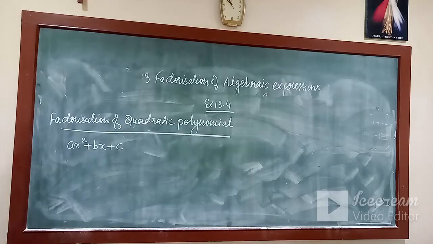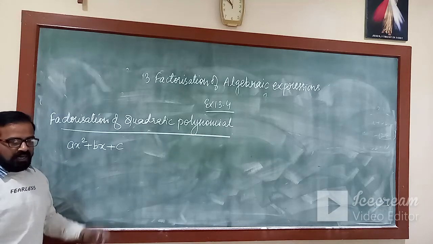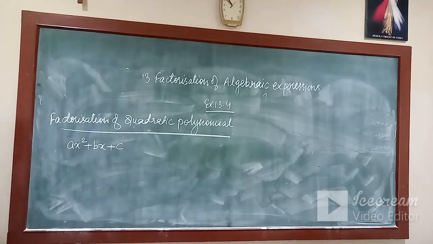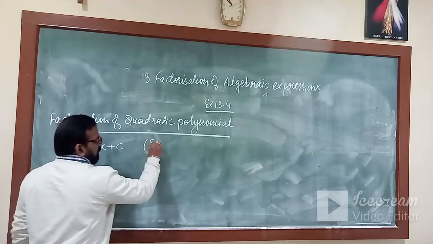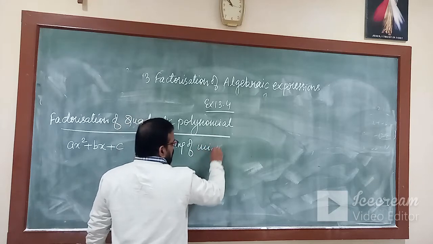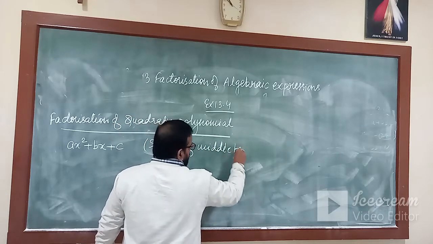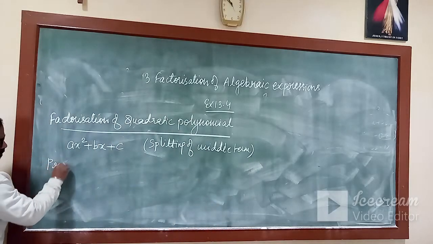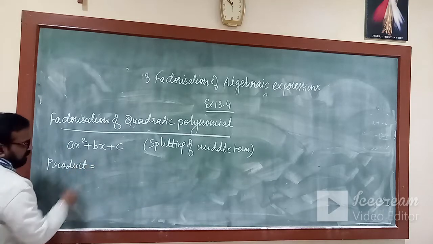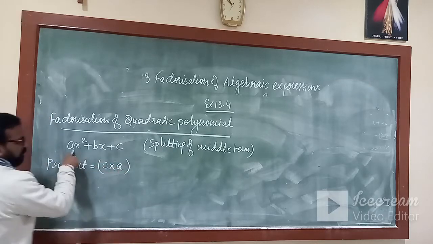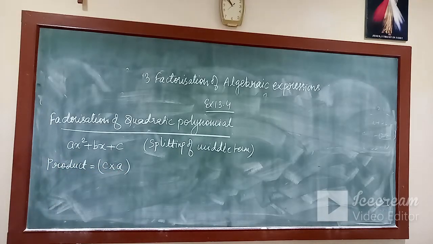So if we see very carefully, the methods that we have studied so far, all the three methods, we cannot apply here. So for that we have a special method that is known as splitting of the middle term. So what is that method? In that method, first we calculate the product, and the product is what? C into this A. Okay, constant term into the coefficient of x square.